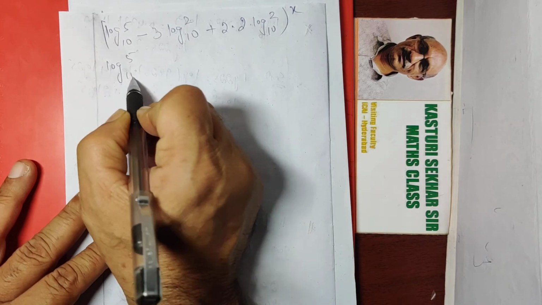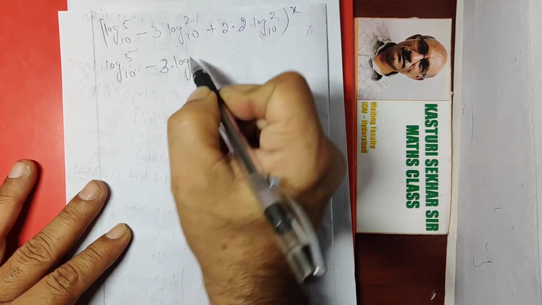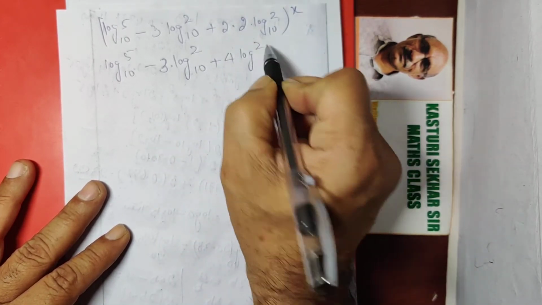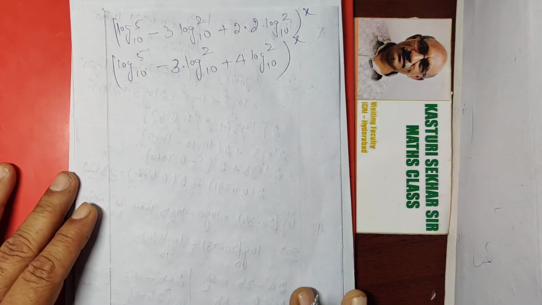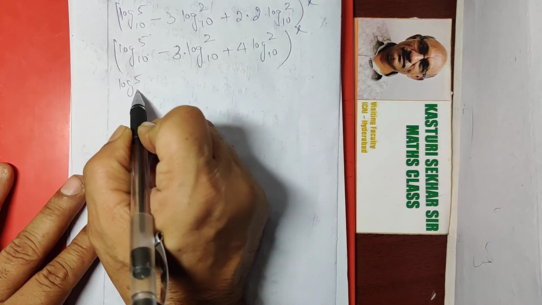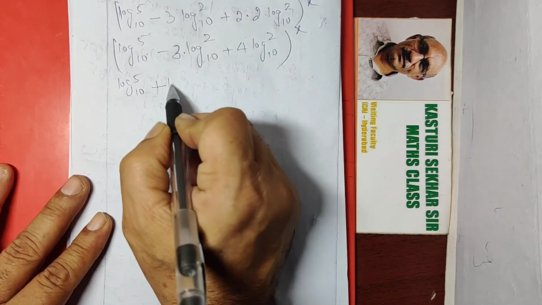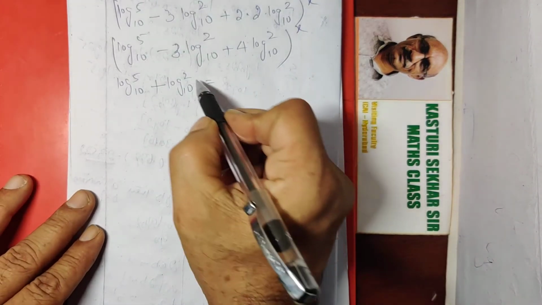Log 5 to the base 10, minus 3 into log 2 to the base 10, plus 4 into log 2 to the base 10, whole to the power of x. Now log 5 to the base 10, 4 log 2 minus 3 log 2 means plus log 2 to the base 10, whole to the power of x.